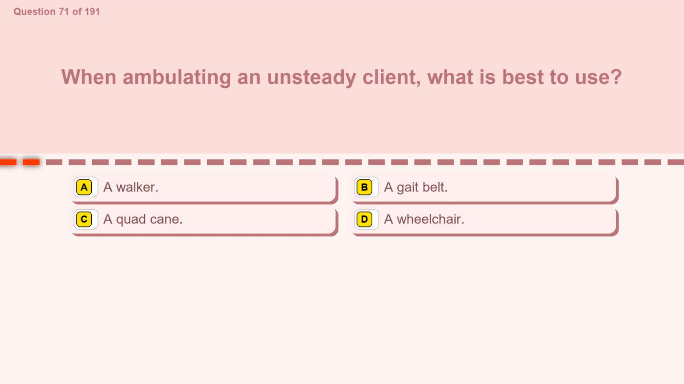Question 71. When ambulating an unsteady client, what is best to use? Option A, a walker. Option B, a gait belt. Option C, a quad cane. Option D, a wheelchair.